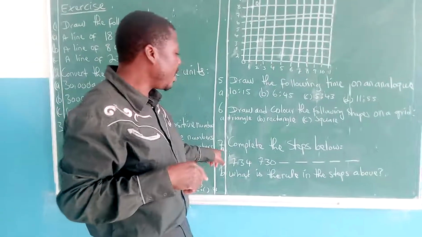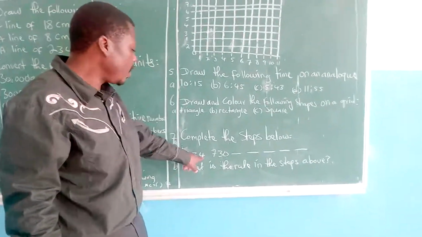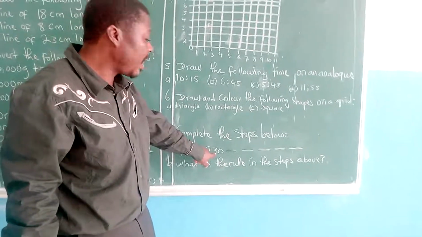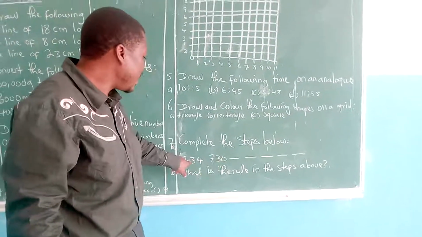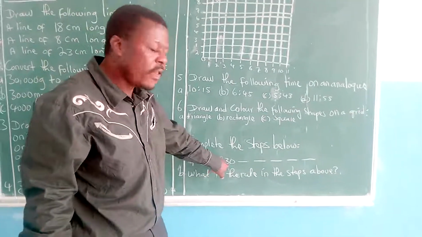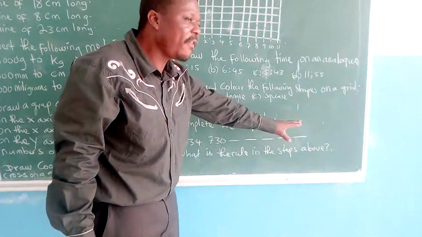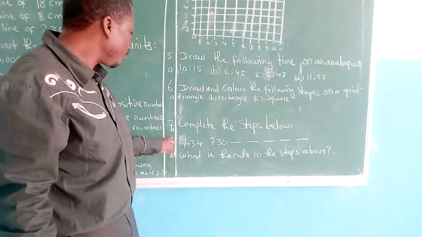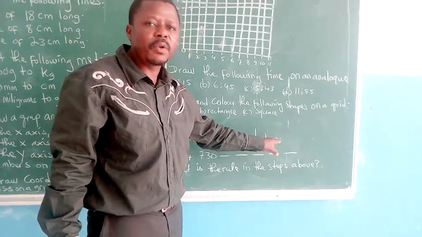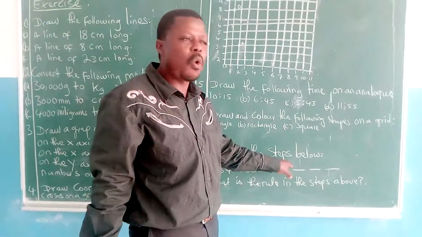Question number 7A. Complete the steps below. We have 734. We move from 734 to 730. So what has been added or reduced from 734 to have 730? You keep on reducing what has been reduced or what has been added to complete the 5 other steps. And finally, in question 7B, what is the rule in the steps above? You will understand when you look for the rule. What has been added or what has been reduced is the rule in the steps.